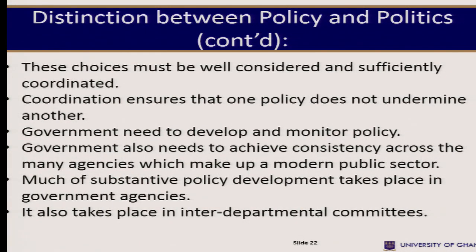These choices must be well considered and sufficiently coordinated. Coordinating ensures that one policy does not undermine another. Government needs to develop and monitor policy. Government also needs to achieve consistency across the many agencies which make up a modern public sector. Much of substantive policy development takes place in government agencies. It also takes place in interdepartmental committees.